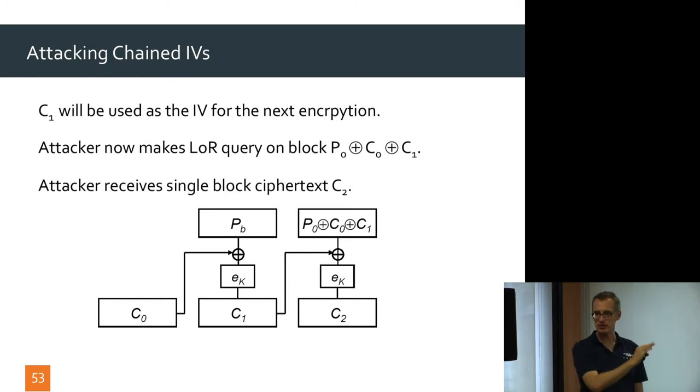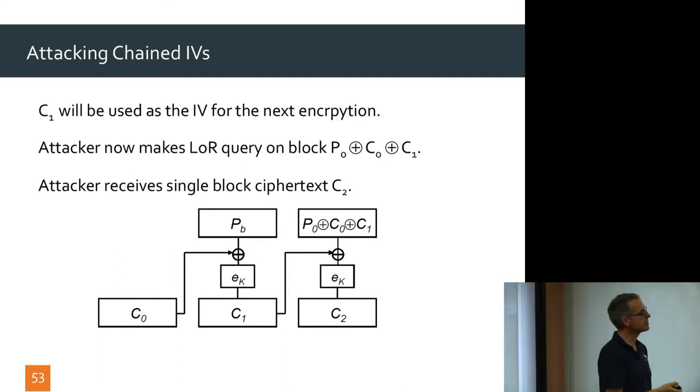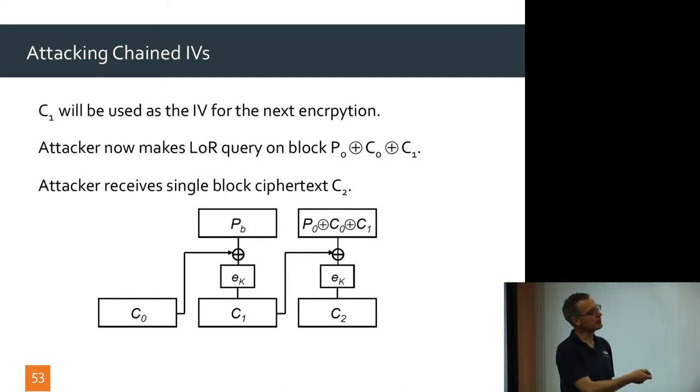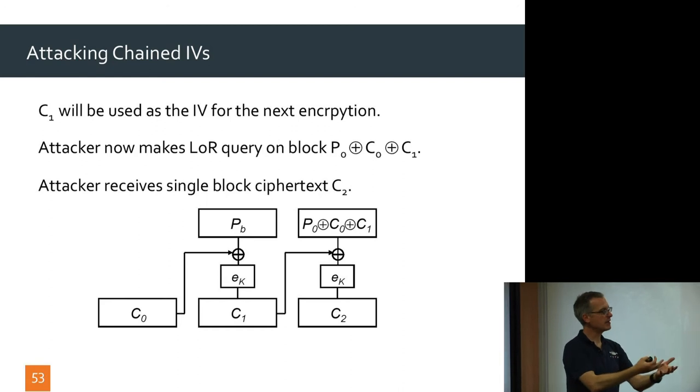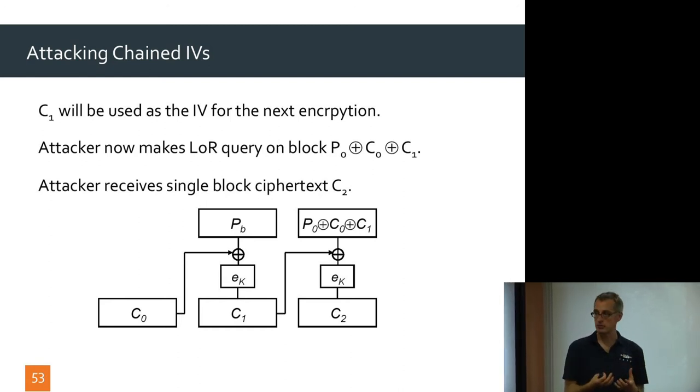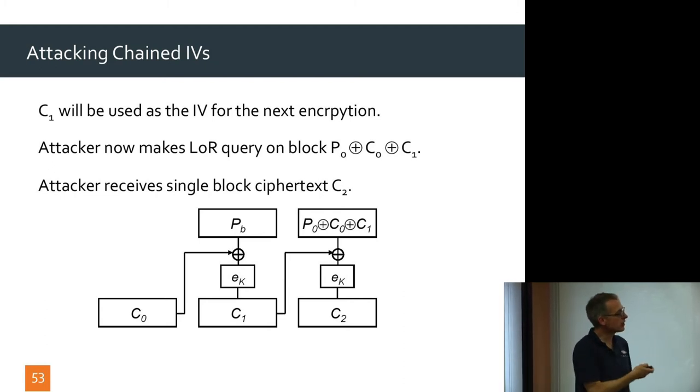This is a magic block that he's cooked up. And let's see here, he makes a left or right query on this block. That means that actually, that's wrong. He just asks for an encryption of it. So our assumption is that he can get P0 or P1 encrypted, and after that, he can get messages of his choice encrypted. So he has a chosen plaintext capability here. It's a chosen plaintext attack. Okay? So he gets this block encrypted, and now he's going to get back C2.